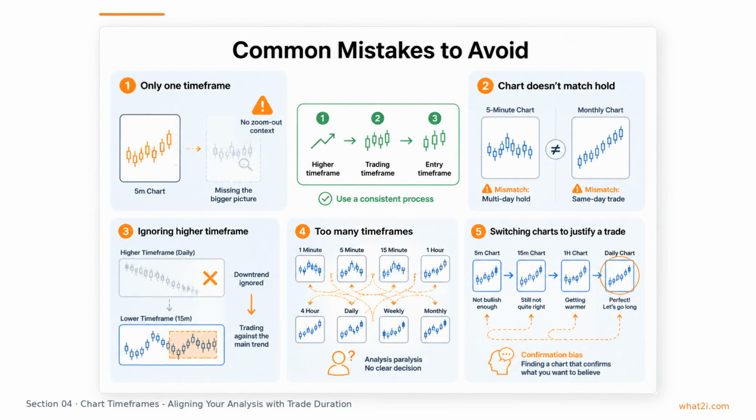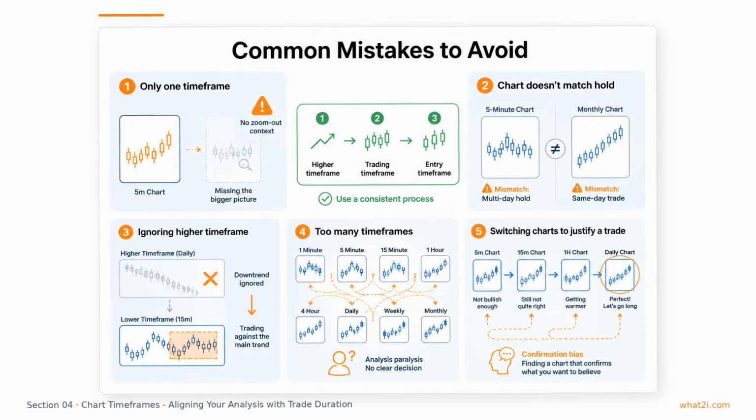Time frame mistakes usually come from either too little context or too much chart switching. Using only one time frame can leave you blind to the bigger trend or to the finer entry details. Mismatching the chart with the expected hold duration can create bad decisions, such as managing a multi-day trade off a noisy 5-minute chart. Ignoring the higher time frame is another common problem because it removes valuable context. On the other side, using too many time frames often creates confusion rather than insight, and constantly switching charts until one justifies the trade is a form of confirmation bias. A simple, consistent structure helps avoid all of these traps.